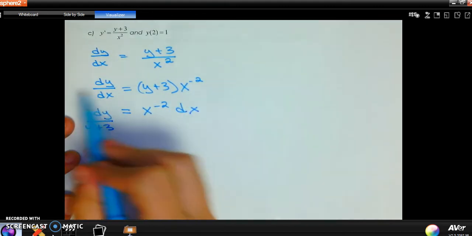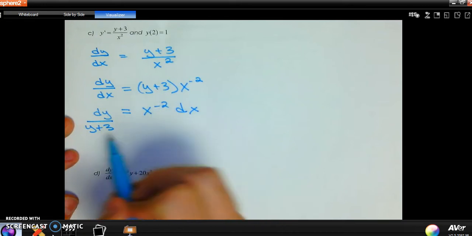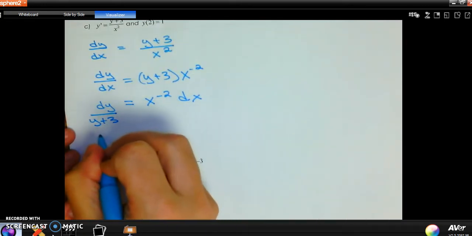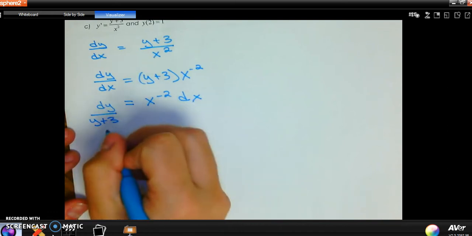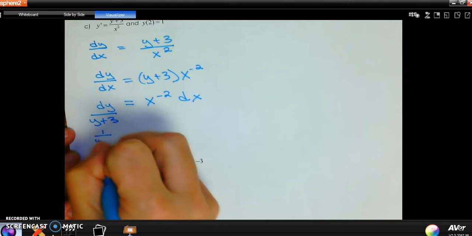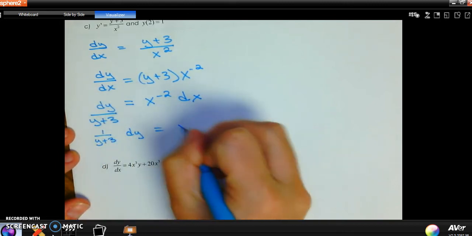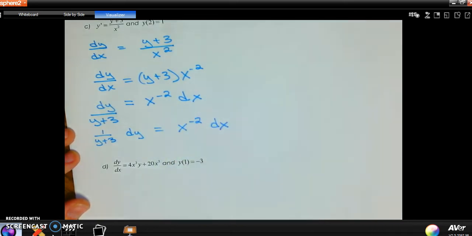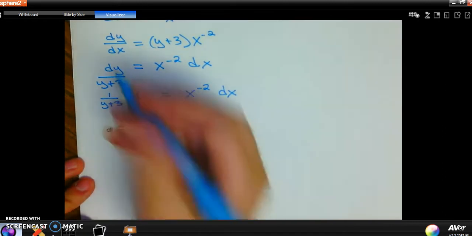So in this step, I multiplied both sides by dx, and I also divided both sides by y plus 3 to get that over there. And so again, with a little clever rewriting, this is the same thing as 1 over y plus 3 dy equals x to the -2 dx. Okay, so once you get to there, you're like, all right, I'm ready to integrate both sides.